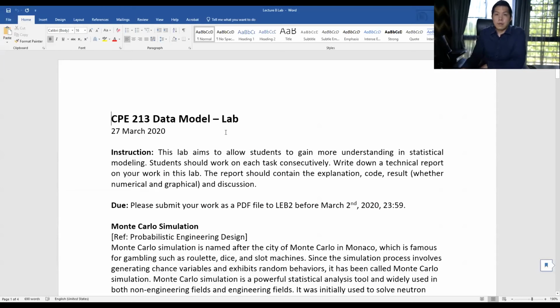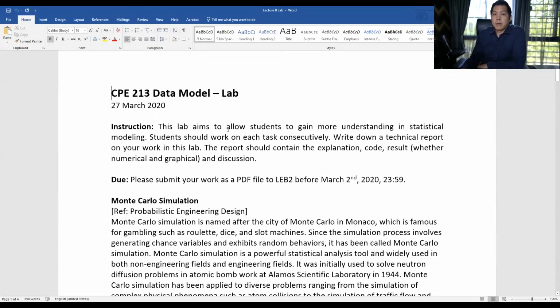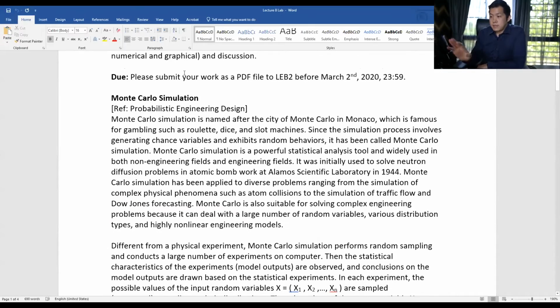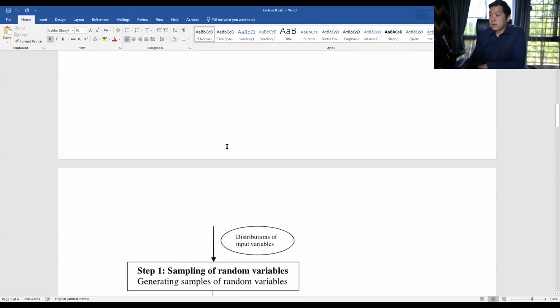Okay, here is the lab. I need to submit it before the next class, right? This is just explanation. You can read it afterward.